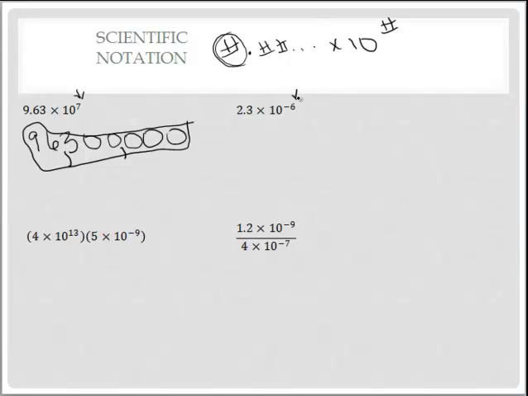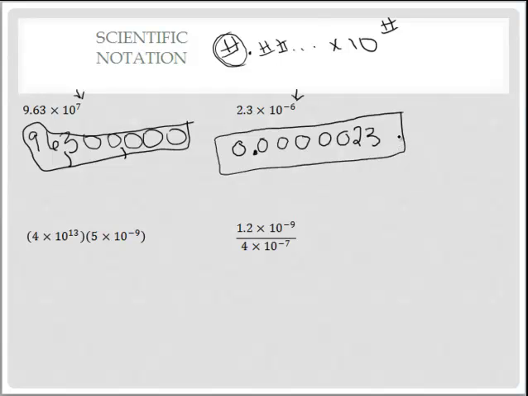So if this number is negative, what you want to do is make this number smaller. So we have our 2, 3, this is where the decimal was. We move it back 6 places. 1, 2, 3, 4, 5, 6. A lot of times you want to put that extra 0 in front of the decimal just to make it look better. So this one is now in standard notation.